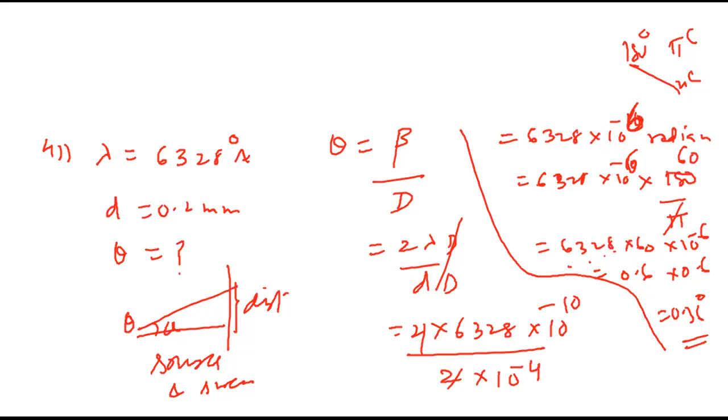So lambda is decreasing, fringe width will decrease, so it will come closer. That is A.